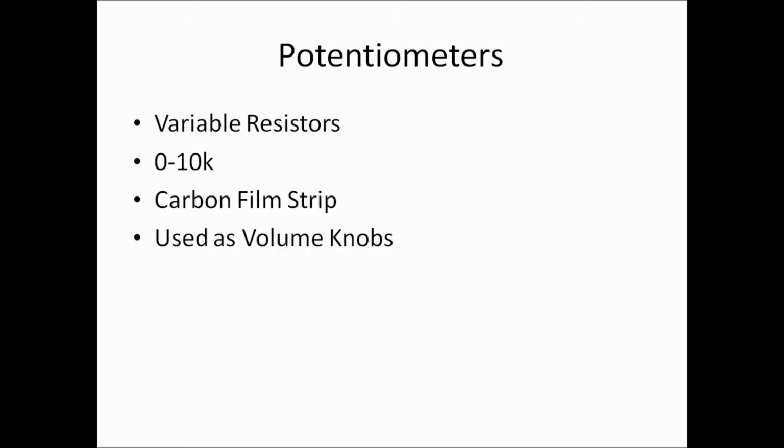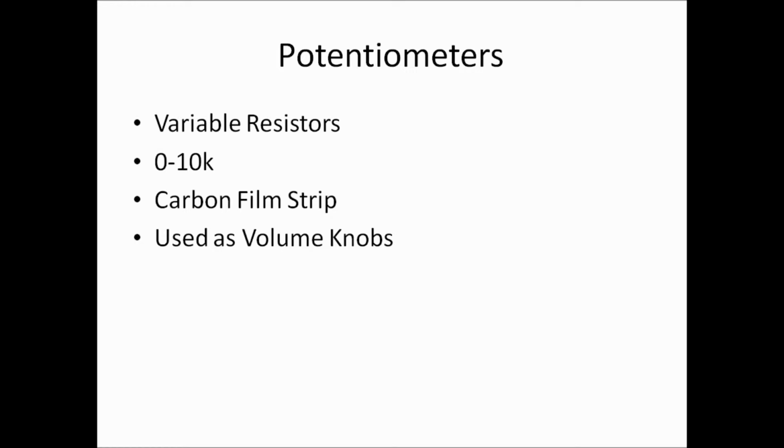So next thing we're going to be discussing is potentiometers. Potentiometers are variable resistors, and the one I have is 0 to 10K. It works by turning the knob over a carbon film strip, and that changes the resistance. As we learned before, normal resistors always have the same resistance, like the 1K resistor I showed you on the slide before, which is always going to be 1K no matter what. But potentiometers vary the resistance based on turning a knob.